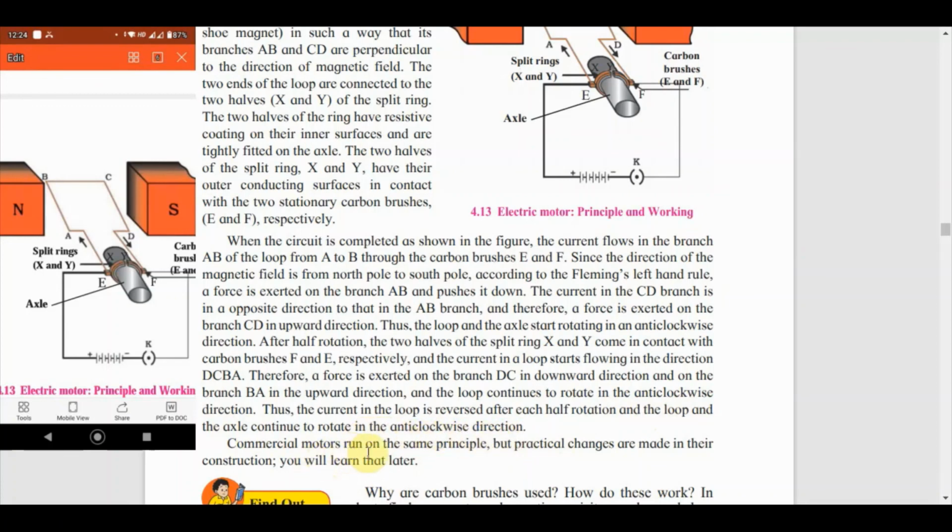A commercial motor runs on the same principle, but practical changes are made in its construction. You will learn that later. Okay, so I hope it is clear to you all.